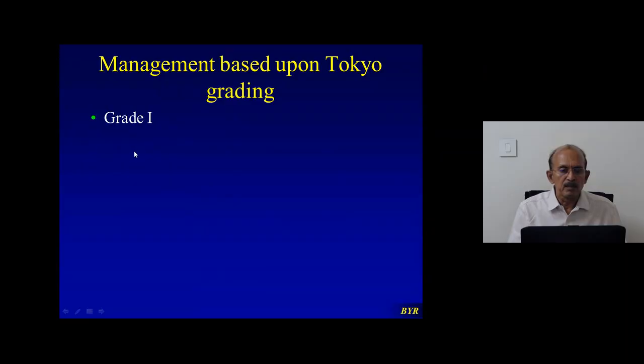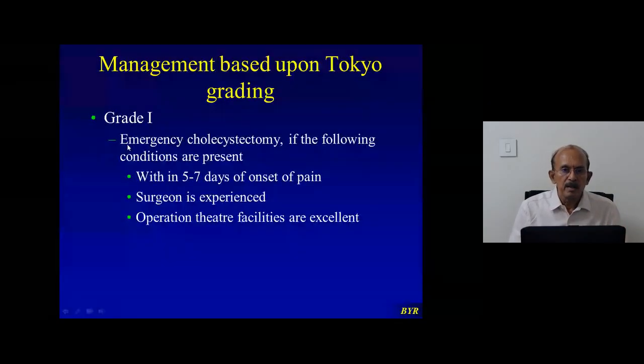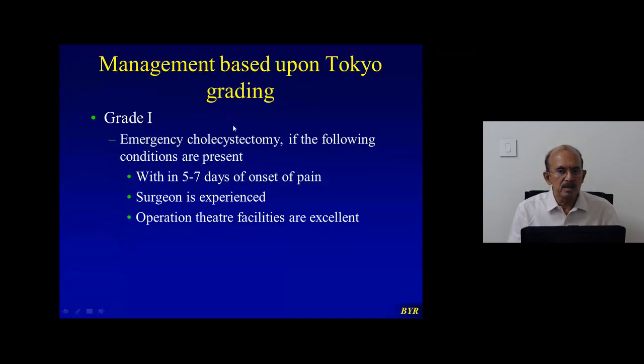Grade 1 patients. Just now we have seen there is no organ dysfunction. The patient is having only acute cholecystitis. In these patients, the treatment of choice is emergency cholecystectomy, if the following are present: the patient has come to you within 5 to 7 days of onset of the pain, the surgeon is experienced in doing cholecystectomies, and the operation theater has all the facilities to operate. So if any emergency problem is there, there should be adequate equipment to help you come out of the situation. So when such is there, you have to go for emergency cholecystectomy.